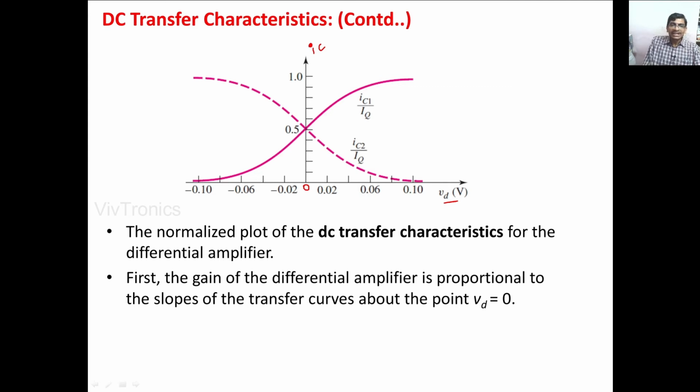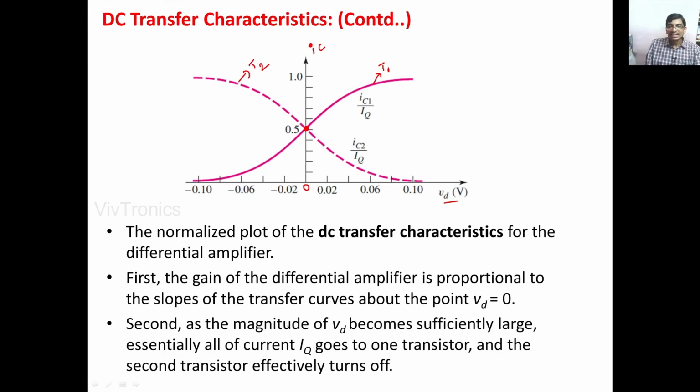So, when VD is equal to 0, we can observe these two curves. Here the solid line is the transfer characteristics curve of transistor 1, and this dashed line is the transfer characteristics curve of the second transistor. When the voltage VD is equal to 0, both transistors give the same current, the same DC quiescent collector current. Therefore, this is the point where we have the stable gain.